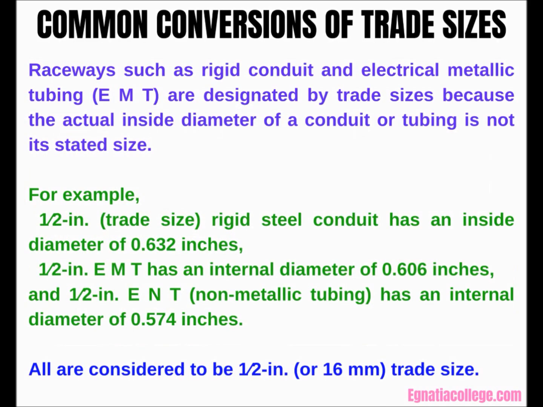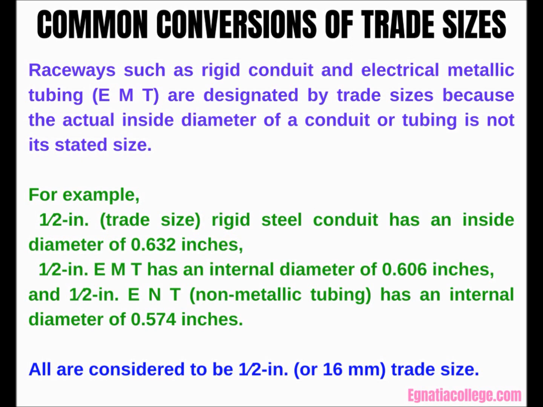Raceways such as rigid conduit and electrical metallic tubing, EMT, are designated by trade sizes because the actual inside diameter of a conduit or tubing is not its stated size. For example, half an inch trade size: rigid steel conduit has an inside diameter of 0.632 inches. Half an inch EMT has an internal diameter of 0.606 inches. And half an inch ENT, non-metallic tubing, has an internal diameter of 0.574 inches. All are considered to be half an inch, or 16 millimeters, trade size.